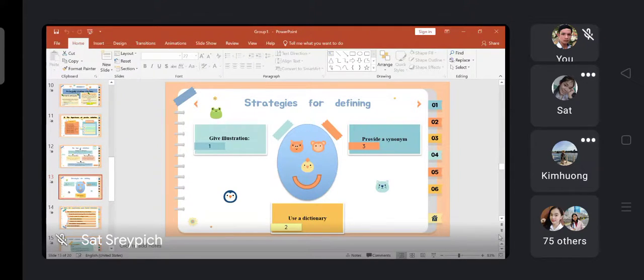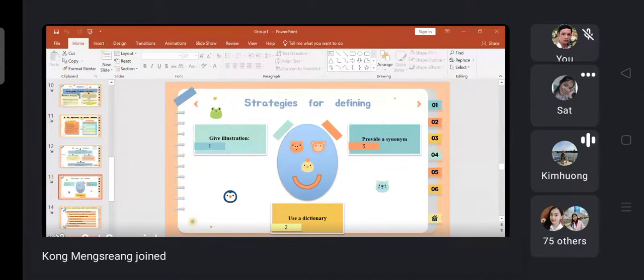And the third strategy: provide a synonym. Synonyms are words that have the same meaning or nearly the same meaning as the term being defined. So, for example, in the English language, the words start, begin, and commence are all synonyms of one another.